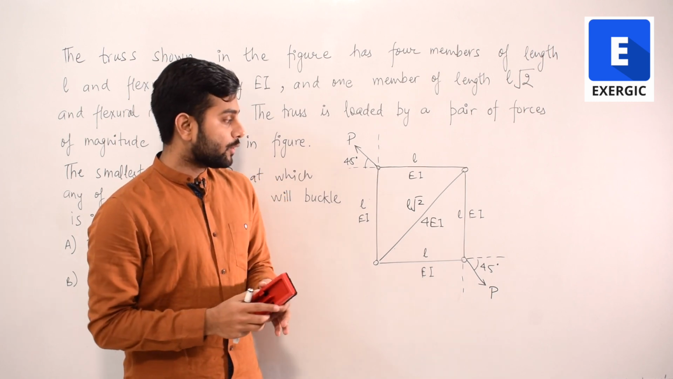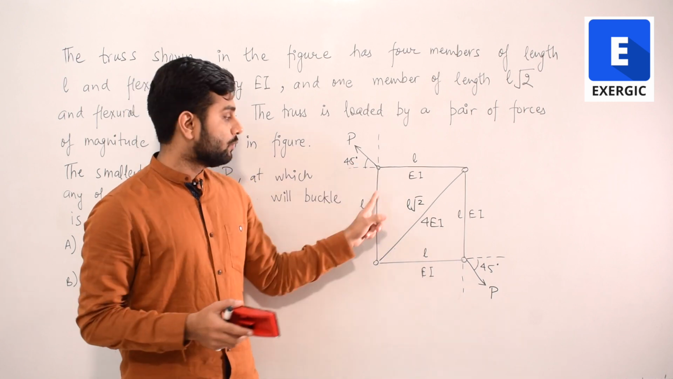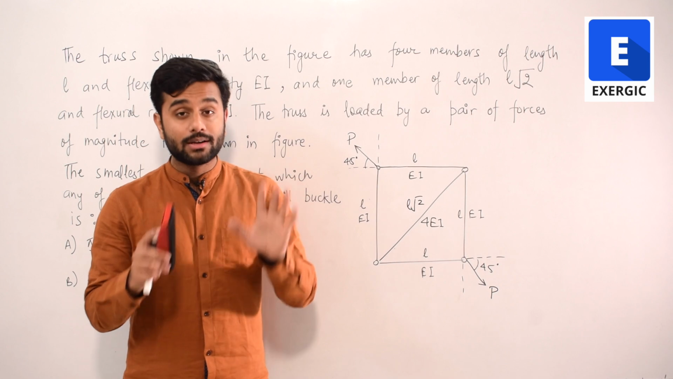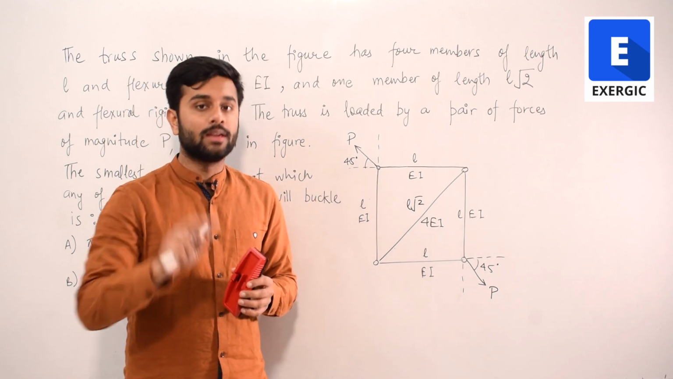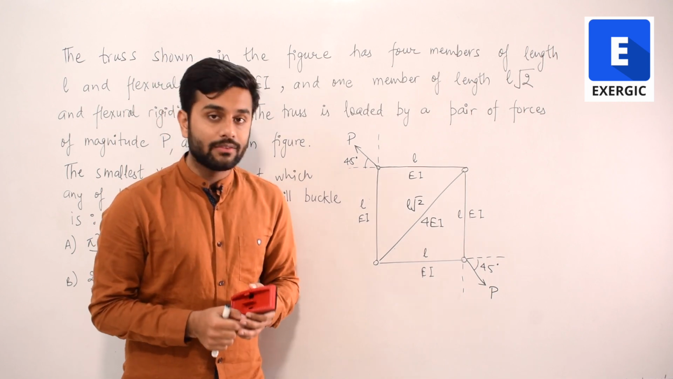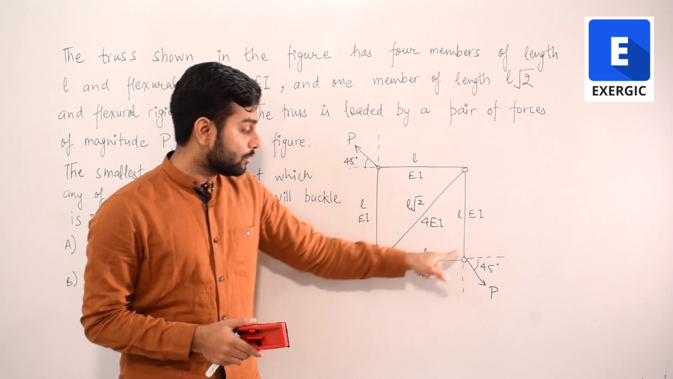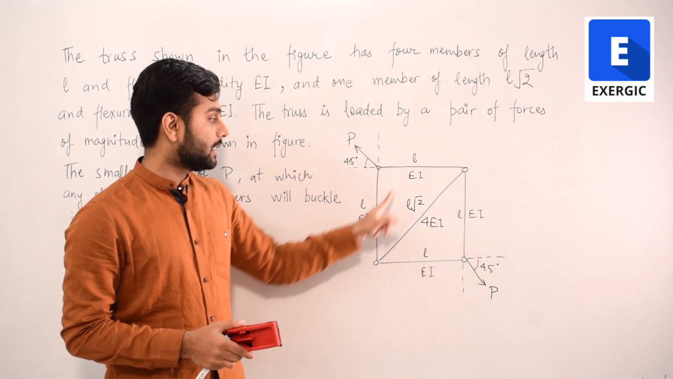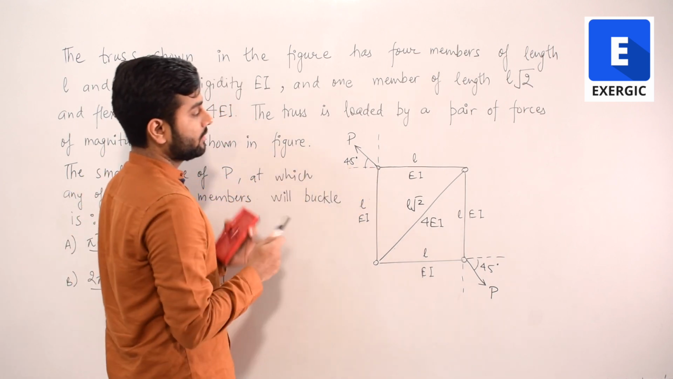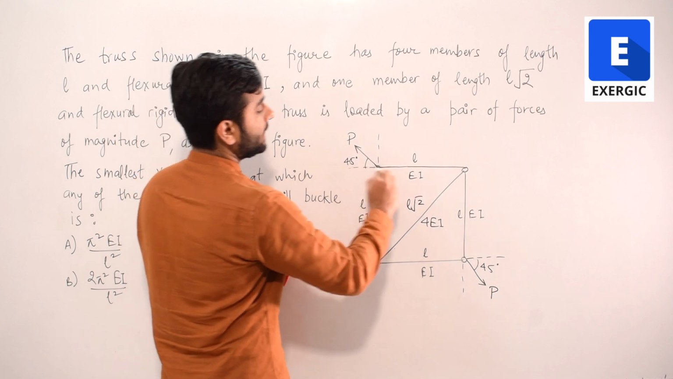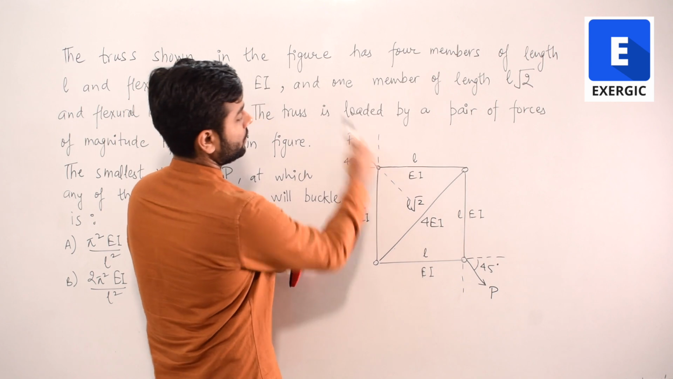Look, the diagram, if you look at it, seems to have 5 members, 1, 2, 3, 4, 5, right? But in terms of load, there are effectively 2 members only. Why? Because whatever will be the load in this member of length L will be the same load in this L, in this member L and in this member L. How? Look, concentrate on this particular joint. Load P is acting and the members of length L are inclined symmetrically to this load, right?